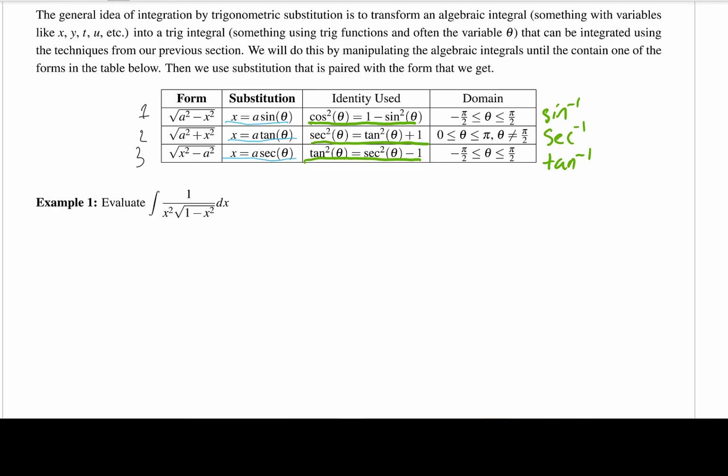So let's look at this first example, the square root of 1 minus x squared. Well, this to me looks like a squared minus x squared. So what I'm going to do is write that down. I think it's going to be form 1. So I've got square root a squared minus x squared, and I want this to be equal to square root 1 minus x squared. And so this tells me that a is equal to 1. So my substitution should be x equals a sine theta. Well, a is 1, so we're just going to have x equals sine theta.